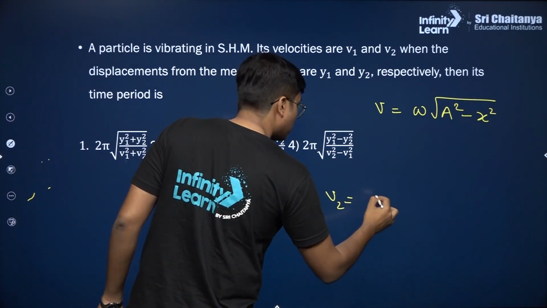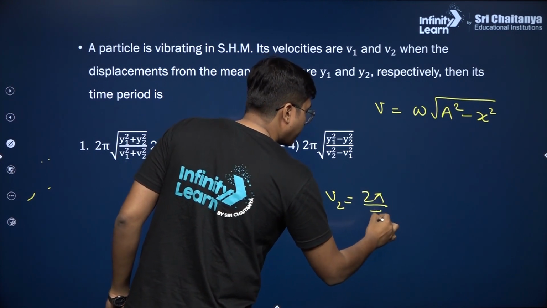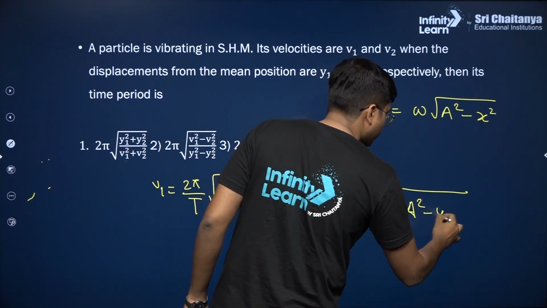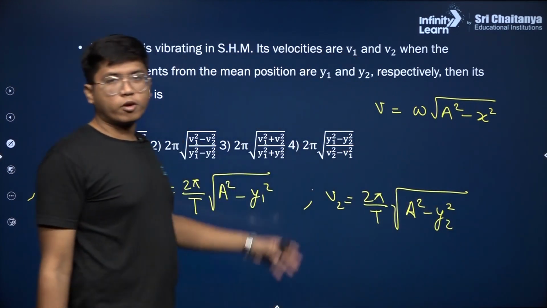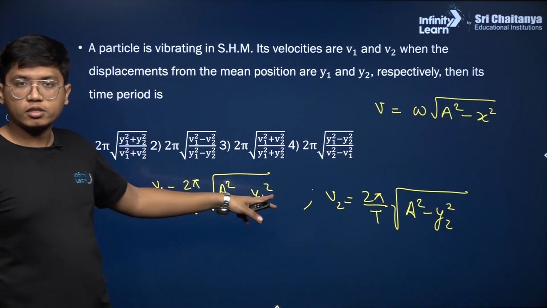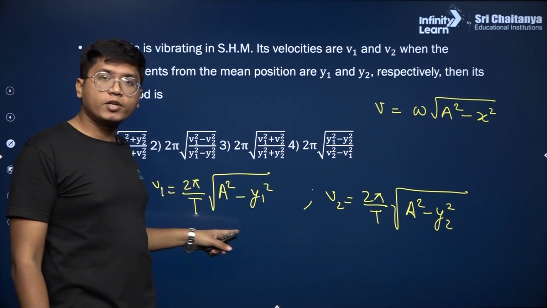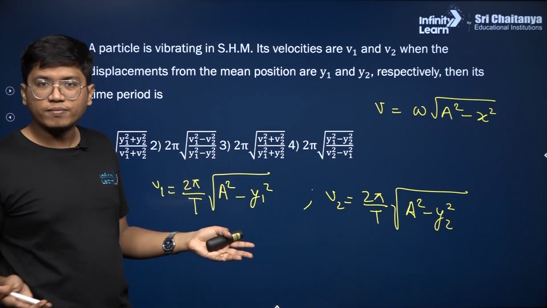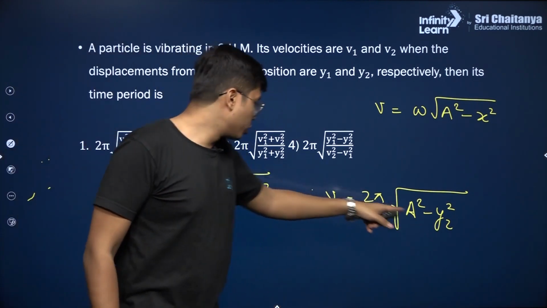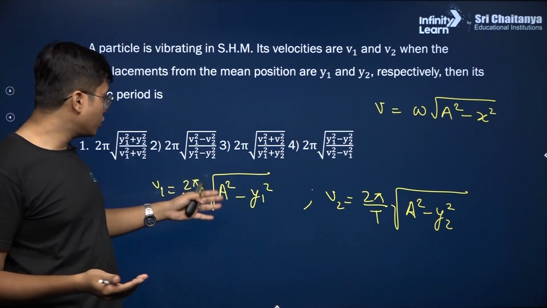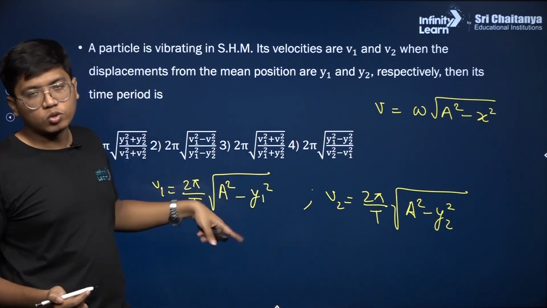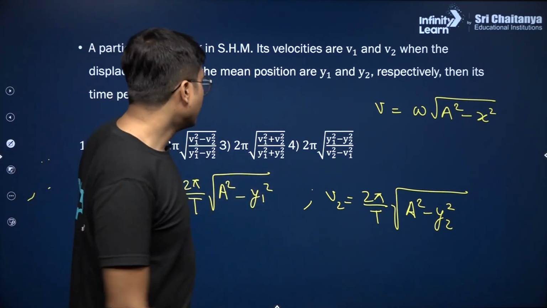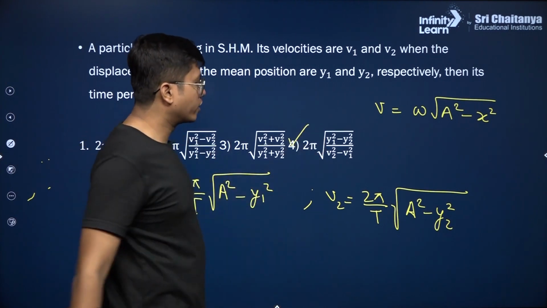v2 is equal to same 2 pi by T, because the time period remains the same. You have A square minus y2 square. So from here on, you have two equations and two variables, the amplitude and the time period. You need to find the time period. Either eliminate variables, as in get A from here and put the value of A in here, any way you can proceed, or by dividing. You get A first, then put A. Whatever you do, you can use any method to calculate, and you would arrive at option 4 here.